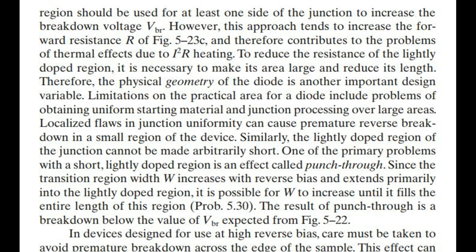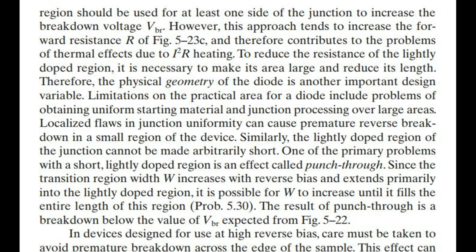Limitations on the practical area for a diode include problems of obtaining uniform starting material and junction processing over large areas. Localized flaws in junction uniformity can cause premature reverse breakdown in a small region of the device. Similarly, the lightly doped region of the junction cannot be made arbitrarily short. One of the primary problems with a short, lightly doped region is an effect called punch-through.